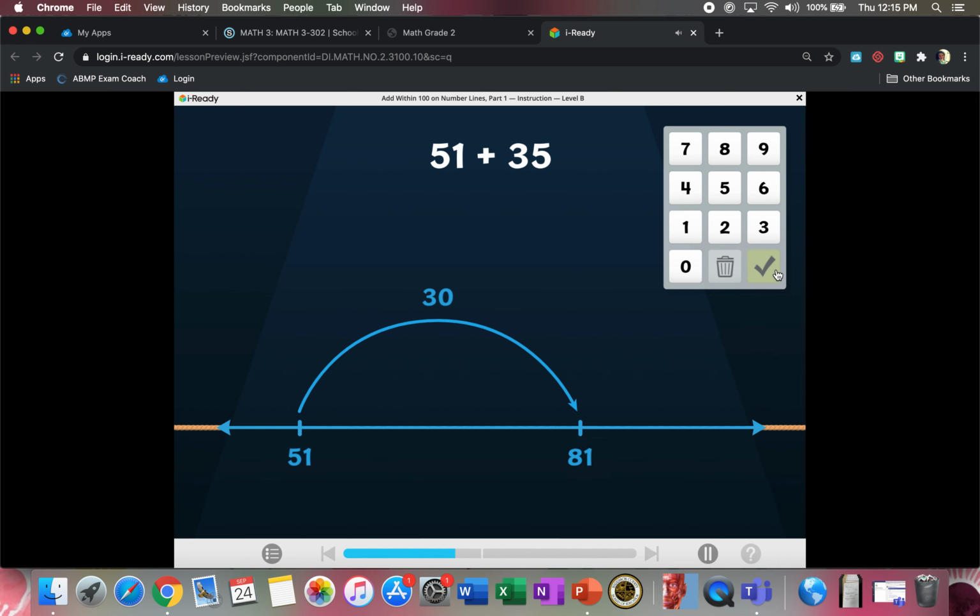Yoop yoop! You already added the tens in 35. Show how to add the ones. Enter the number you are jumping.